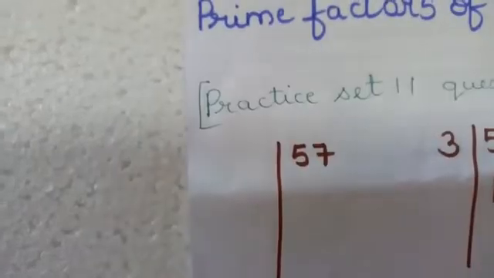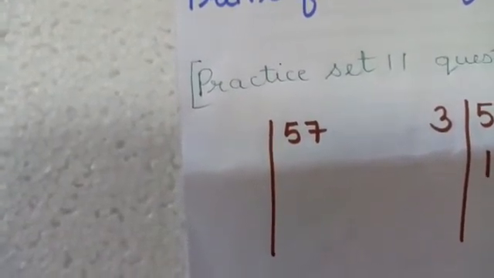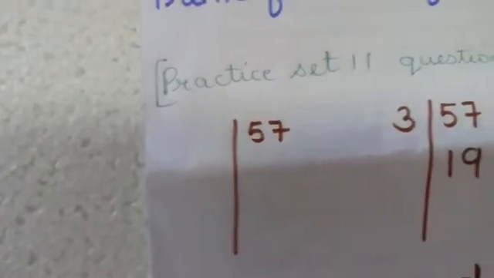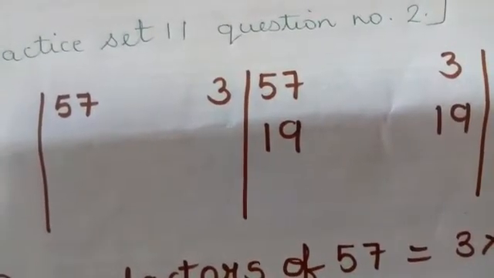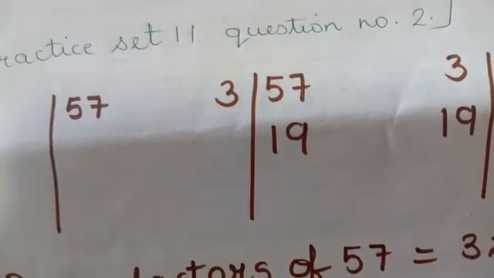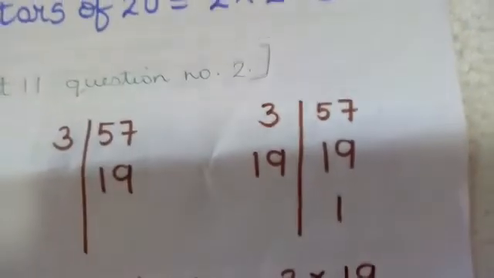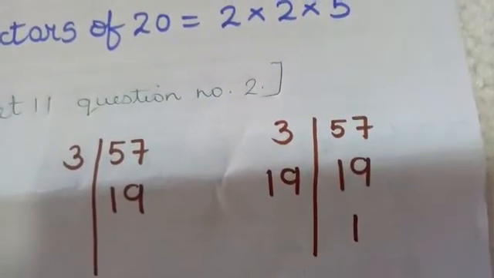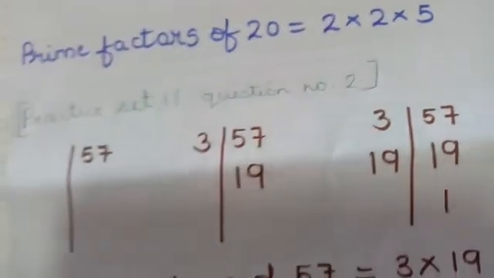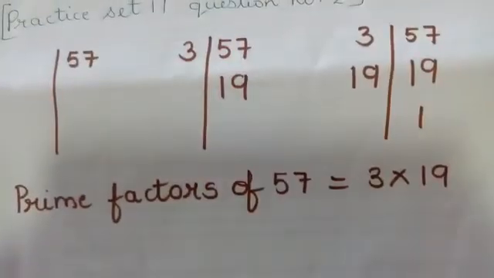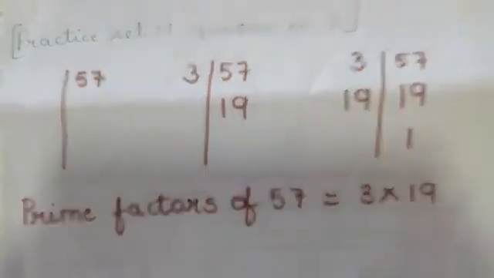The next example is taken from practice set 11. Question number 2. 57. So a vertical line is drawn, and 57 is written on the right hand side. 57 is an odd number, so it is divided by 3. We get the answer 19. Now 19 itself is a prime number, so it is divided by itself. So the prime factors of 57 are 3 into 19.